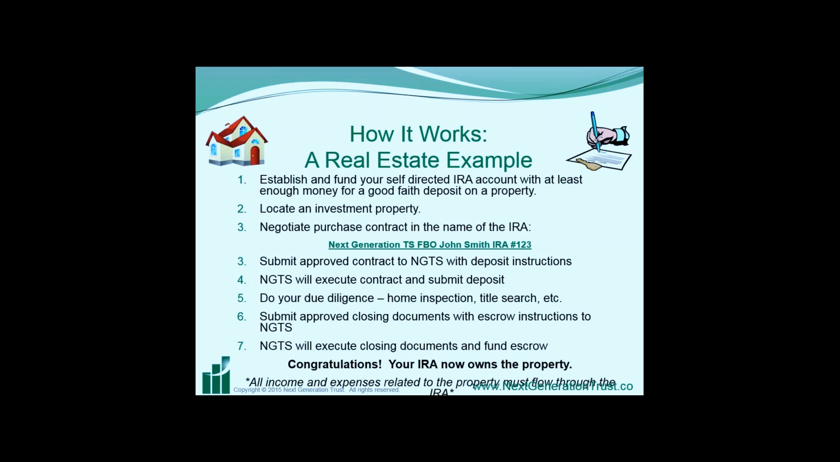You would do your due diligence, all your home inspections, your title search, all that stuff. Submit the approved closing documents with the escrow instructions to Next Gen. And Next Generation Trust will execute the closing documents and fund the escrow. And your IRA now owns property. So all the income will come into your self-directed IRA, and all the expenses for the property will flow out of your self-directed IRA.